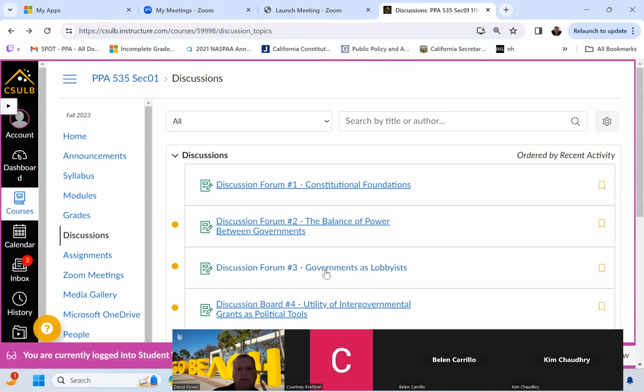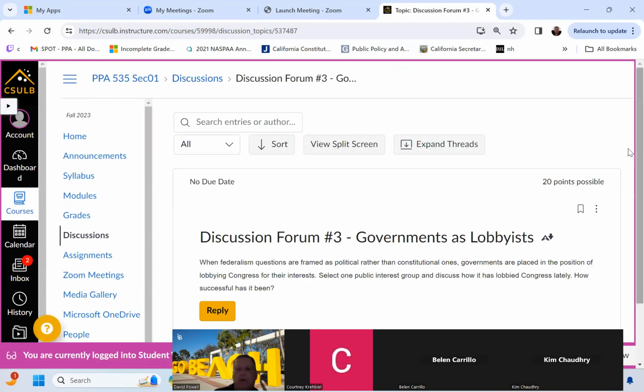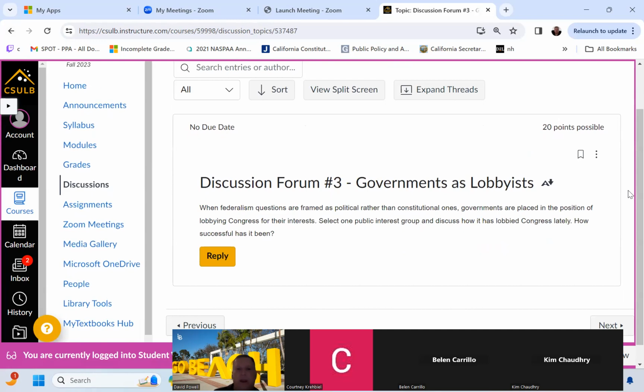You can see they're relatively general in nature, but I'm usually asking you to select an example and then use that example to frame your response. Number 3, we're looking at governments as lobbyists. This is our political aspect of federalism approach. When federalism questions are framed as political rather than constitutional ones, governments are placed in the position of lobbying Congress for their interests. Select one public interest group. I'm asking for a public interest group, and discuss how it has lobbied Congress lately.